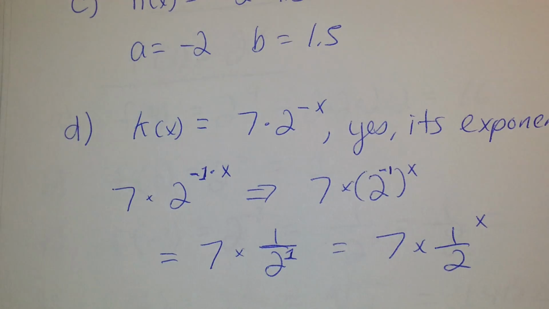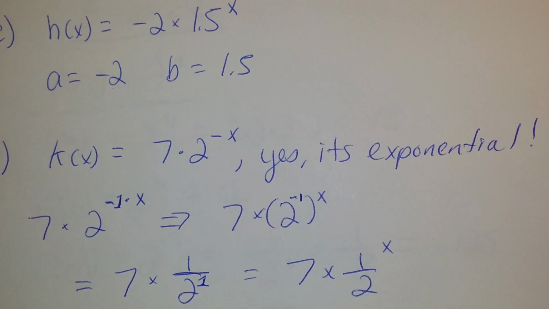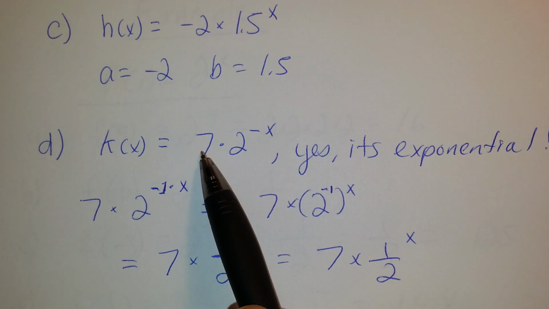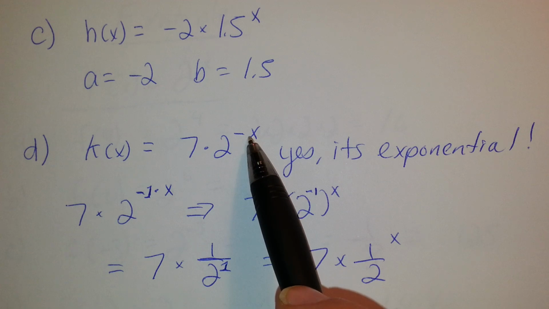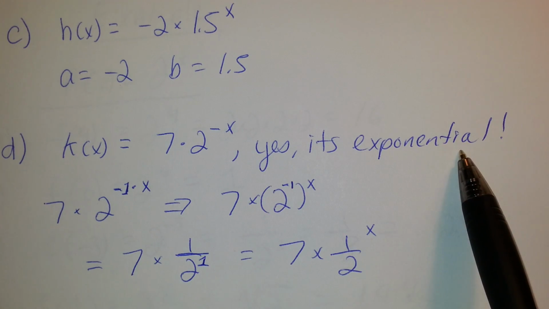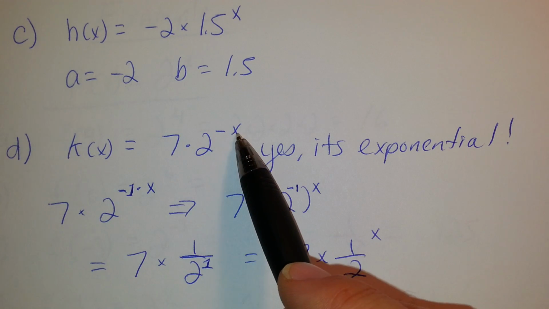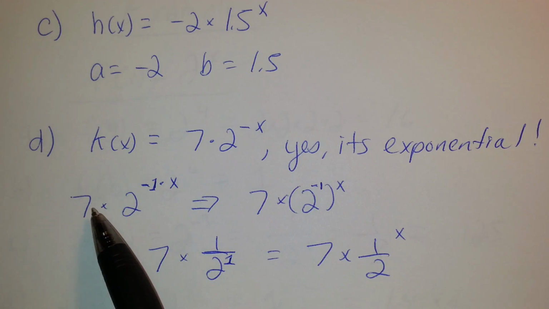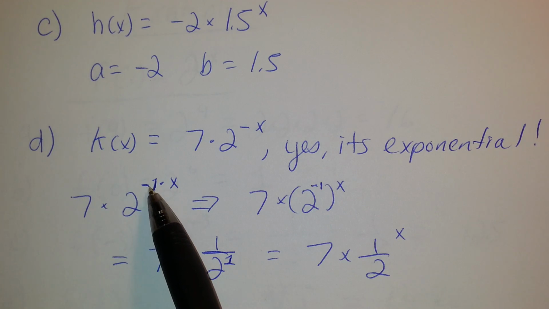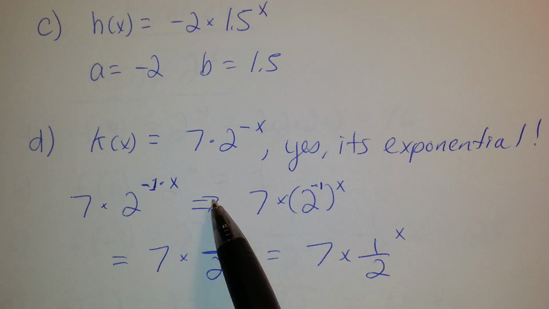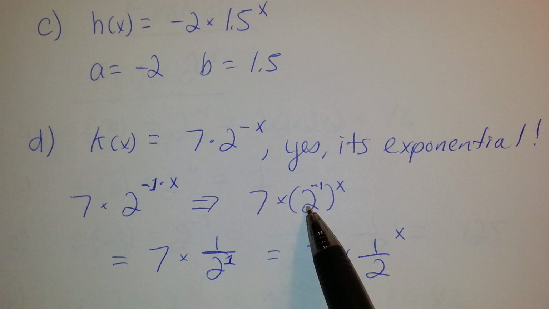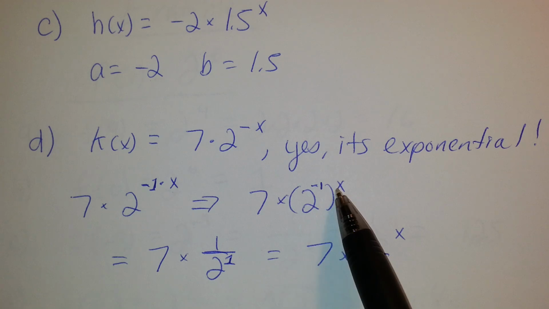Let me zoom in a little bit here, okay? So k of x equals 7 times 2 to the negative x. Yes, it's exponential, okay? Your exponent is the variable, but let's break this down. Notice what I do here. I take 7 times 2 to the -1 times x, and I'll rewrite that as 7 times 2 to the -1, in parentheses, to the x power, okay?